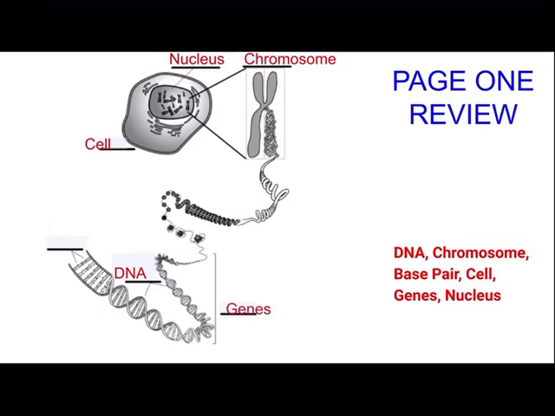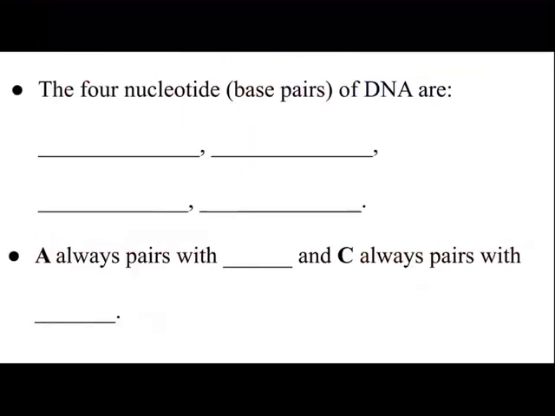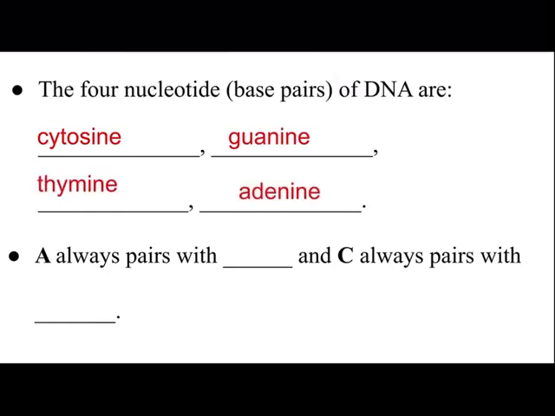And then lastly, inside the center of DNA, we have our base pairs A, T, G, and C. The 4 nucleotide base pairs, you should practice saying these with me. Cytosine, guanine, thymine, and adenine. They all say "ine" at the end.